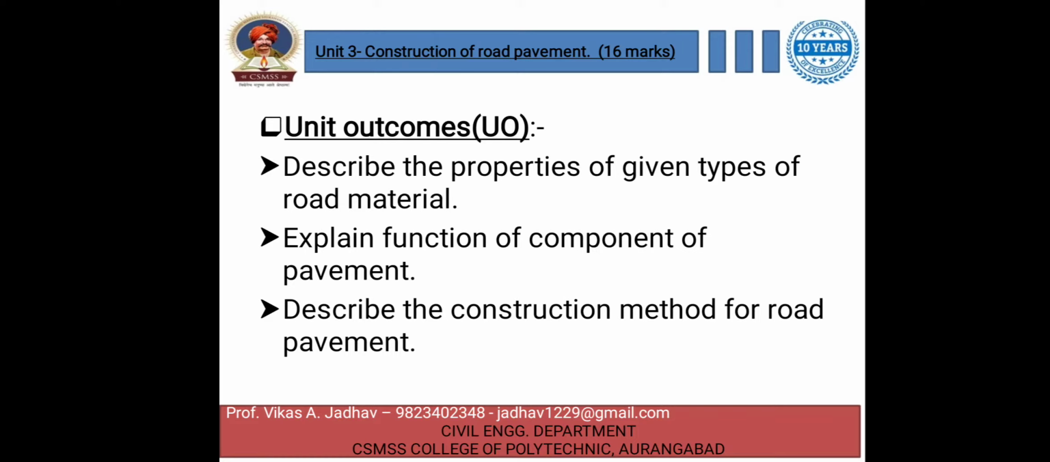So, first unit outcome is describe the properties of given types of road material. Second unit outcome is explain functions of component of pavement. And next is describe the construction method of road pavement.